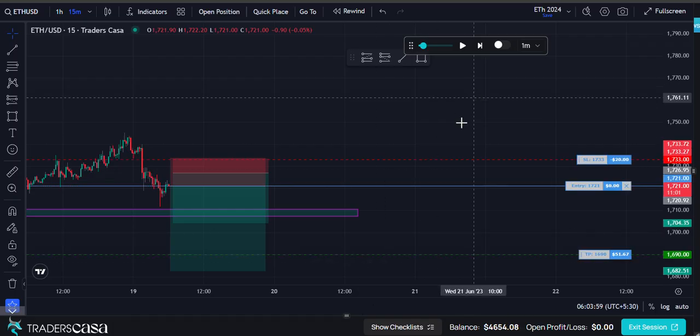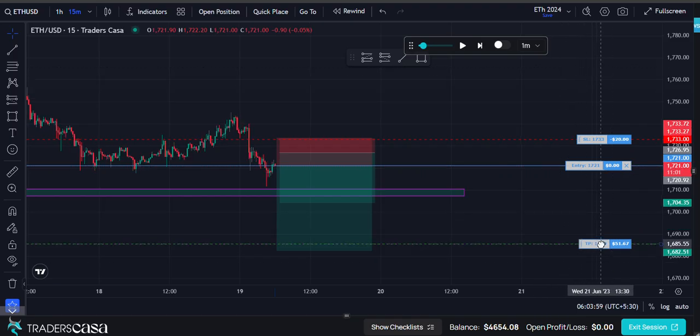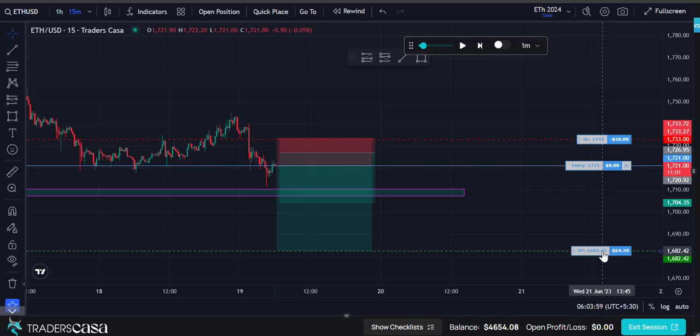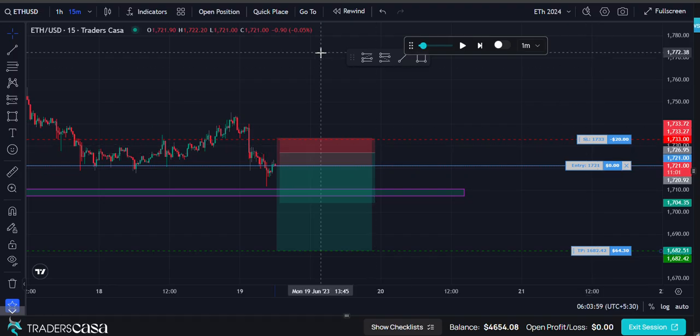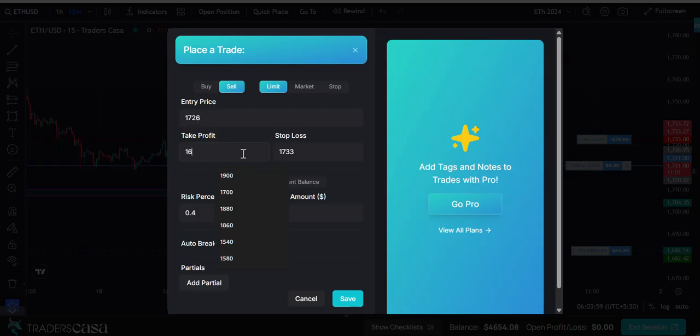Backtesting means you already know something. Okay, this is perfect, 64 20. Right, now let's check these. 1726, market sell. Stop loss is the same, 1733. Target is, I think, less.